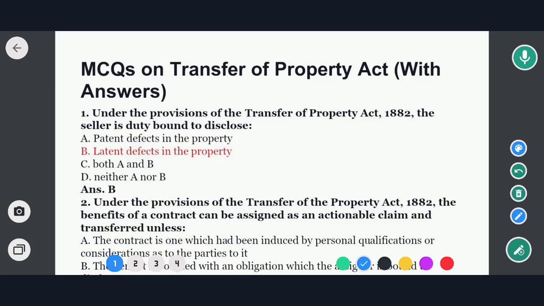This video is part 2 of top 50 MCQs on TPA, that is Transfer of Property Act 1882.